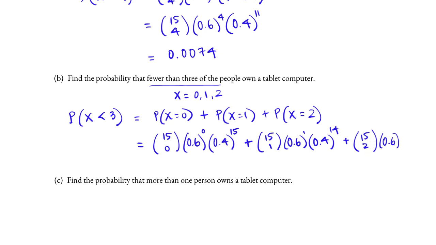0.6, how many successes do we want? 2 in this case, because 15 choose 2, so 2 successes. If there are 2 successes, then there are 13 failures, because there are 15 total. Notice that 0 plus 15 is 15, 1 plus 14 is 15, and 2 plus 13 is 15.